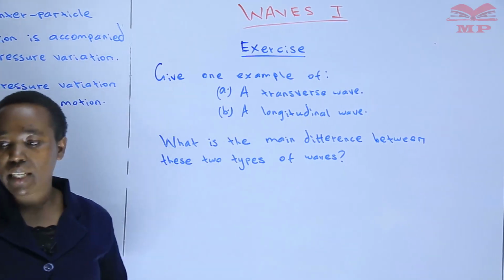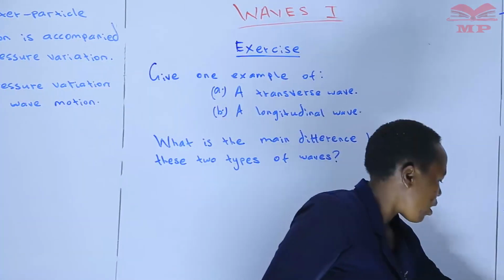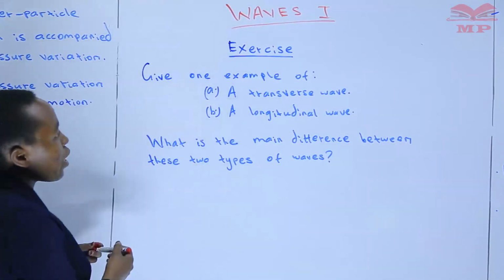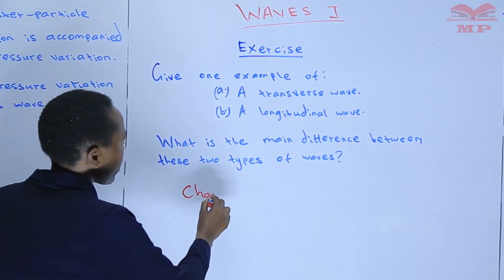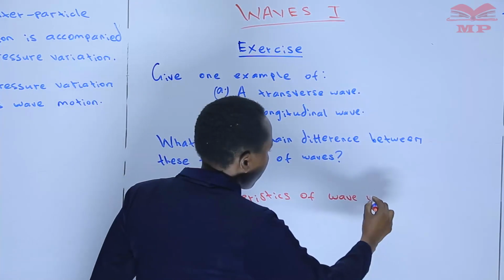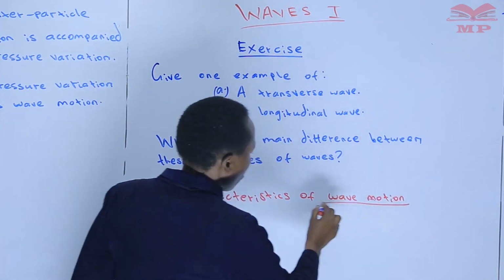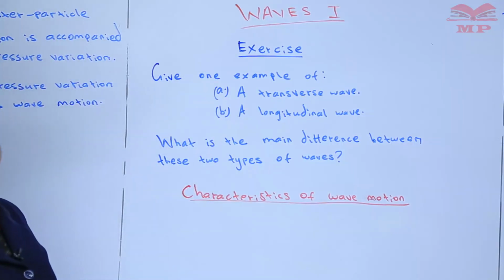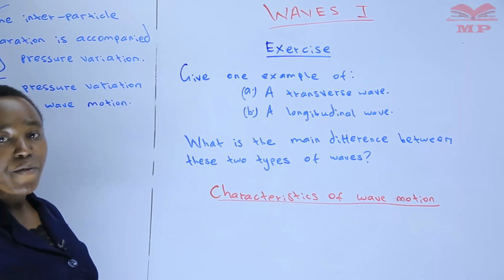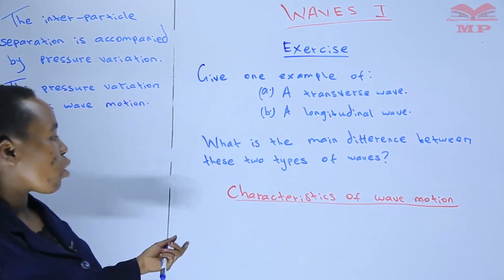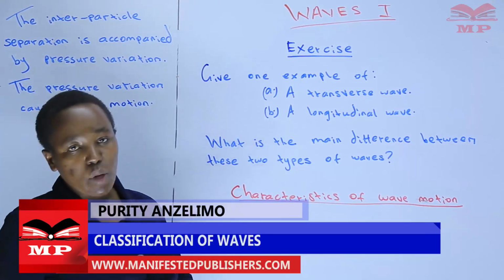So in our next lesson, after now we are done with the classification of waves, we'll look at the characteristics of wave motion. That's where we'll also look at the terms associated with waves, very important. It will also help you in waves 2 in book 3.